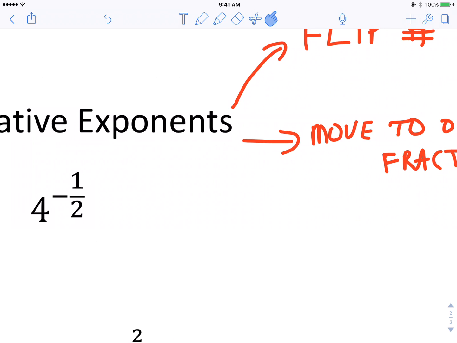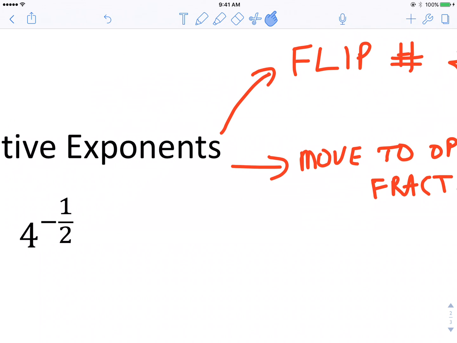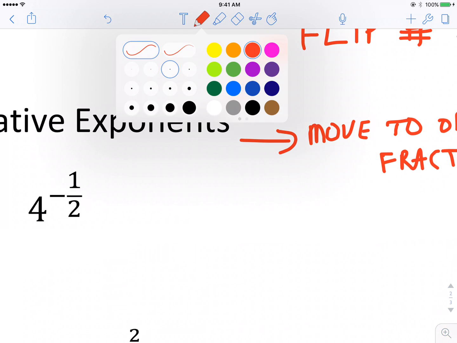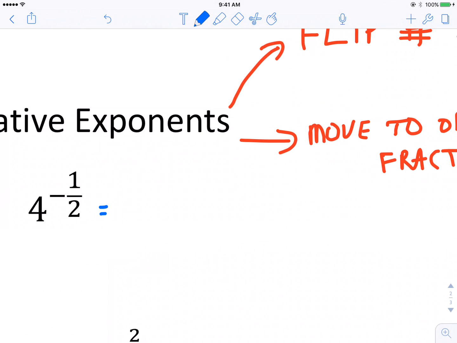So here, 4 to the power of negative 1 over 2. Now the negative tells me I have to flip the number. In this case, I don't have 4 as a fraction, so I'm going to make 4 a fraction. I'm just going to put it as 4 over 1, because we know that any number can be a fraction over 1. We just never write it there. So now I have a fraction.